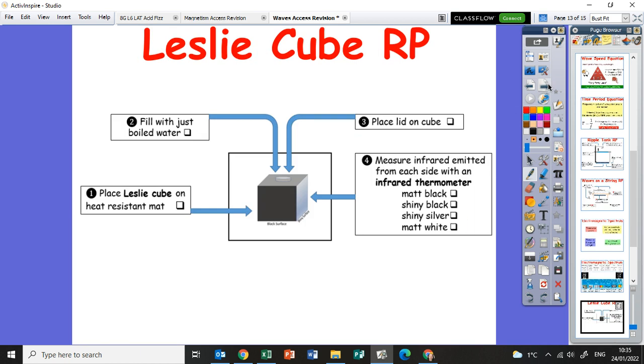Leslie cube is another required practical. So you have a cube with 4 different sides coloured differently. Here are the sides: matte black, shiny silver, matte white. You place the Leslie cube on a heat-resistant mat to protect the surface, fill with boiled water, put a lid on, and then use an infrared detector to see how much infrared radiation is emitted from each surface.